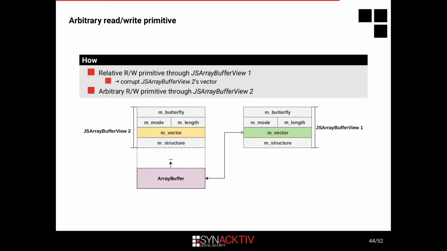So now, using a relative read and write, we can achieve arbitrary read and write. We will use another JS array buffer view. A JS array buffer view has a vector field that represents the data buffer where we can read and write. So using our relative read and write, we will just overwrite the pointer of the vector, and using this we can read and write at an arbitrary address.